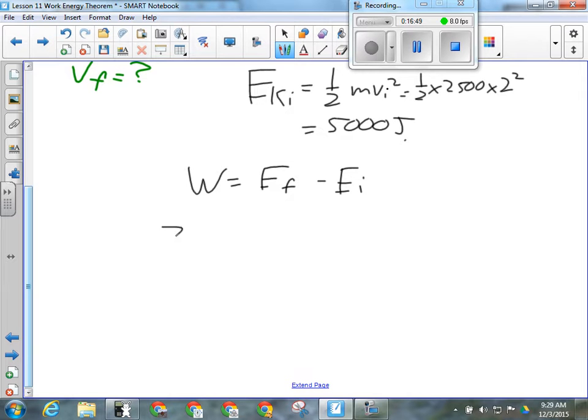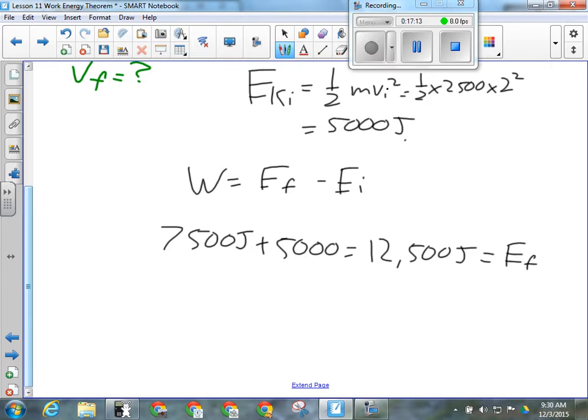All right, so we have, was it 7,500? 7,500 joules worth of work, plus the 5,000 joules worth of energy we had at the beginning. So we're going to have 12,500 joules. So our final energy is 12,500 joules. Is the truck going faster now? Yes, it is. So if that's my final energy, does that number equal this?